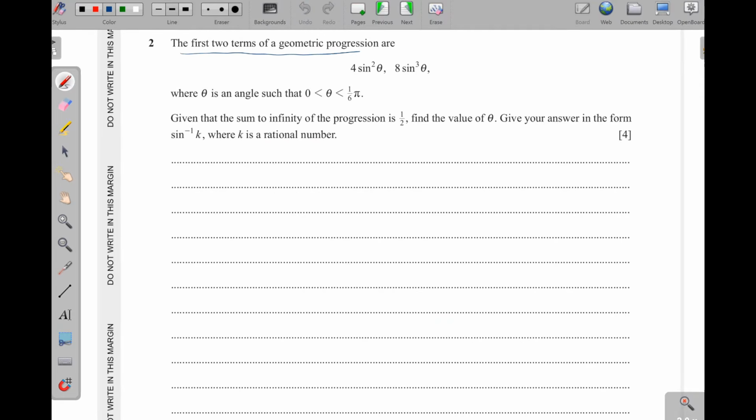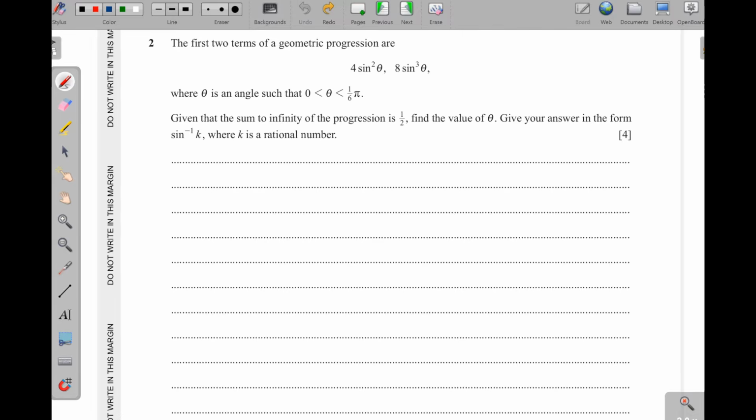Question 2. The first two terms of a GP are 4 sine squared theta, 8 sine cubed theta, where theta is an angle such that theta lies between 0 and pi over 6. Given that the sum to infinity of the progression is a half, find the value of theta. Give your answer in the form arcsine of k, where k is a rational number. Rational means it can be expressed as a fraction.